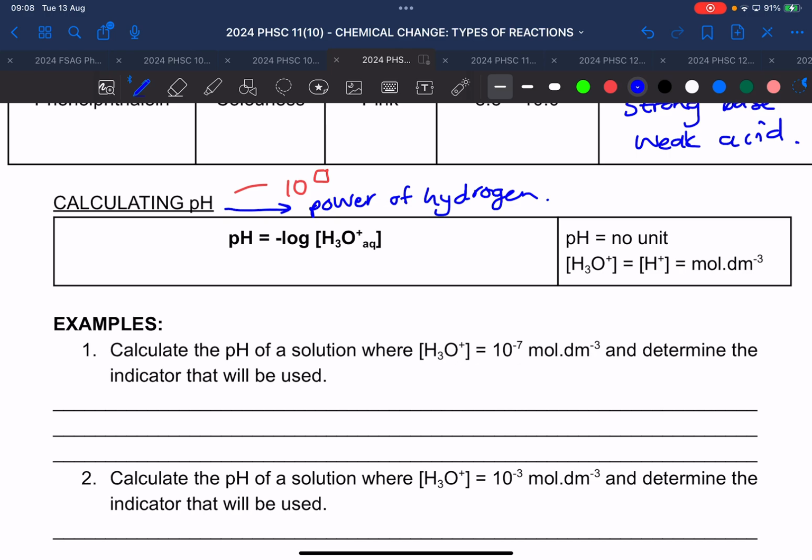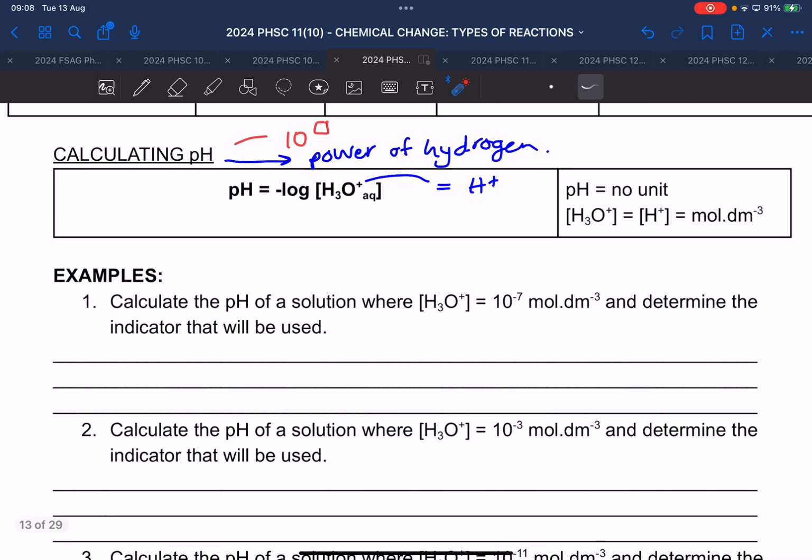Okay, so to calculate pH, you're going to say the negative log of the concentration of the hydronium ion. And remember, I told you hydronium ion is the same as hydrogen ion. Those two things are the same. pH has no units, so you're not going to say newtons or seconds or mole or anything like that. It's just a relationship. Let's quickly look how we're going to use it. It says, calculate the pH of a solution where the concentration of the hydronium ions is 10 to the power negative 7 and determine the indicator that will be used in this solution.